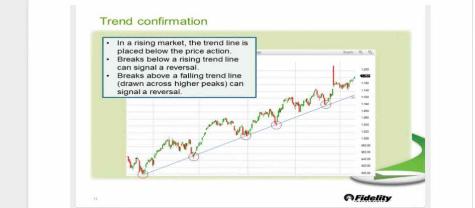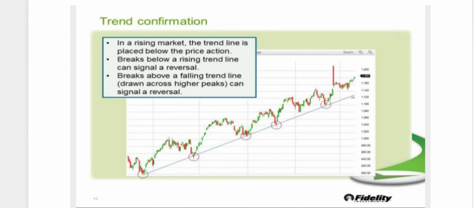And one of the things you want to remember here is you need to touch at least 2 points, okay? It has to touch your line. If it doesn't touch at least 2 points, it's not valid. Now, the more points that it does touch, the more strength it has, or the more valid it is. So in this case, we see that it touches it 5 times. So that's a more valid or a stronger support line, or a stronger trend line, if you will. The more times it touches, the stronger or the more valid it is.